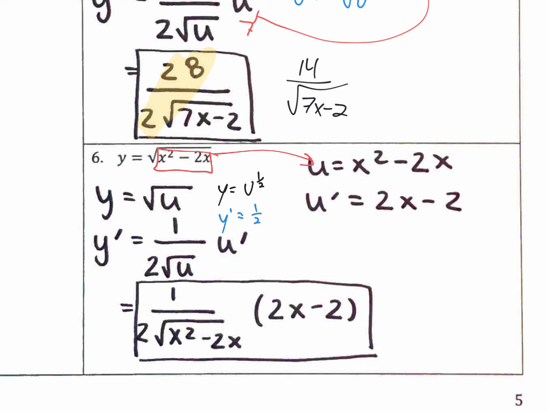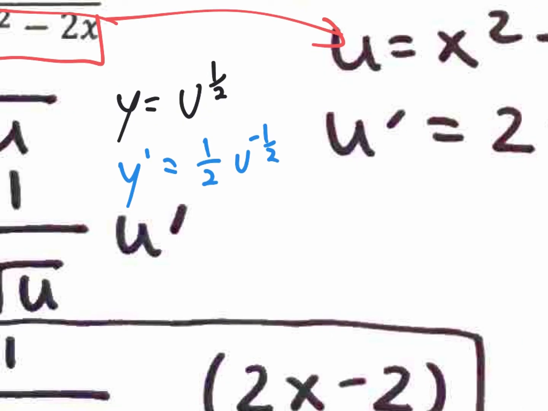would be, using power rule, 1/2 u to the negative 1/2 power, which is really 1 over 2 times u to the 1/2 power, which is 1 over 2 times the square root of u. The more and more you do these, you'll very quickly see anytime you have the derivative of a radical, it's going to be 1 over 2 times the radical.